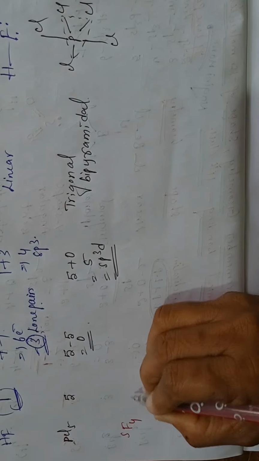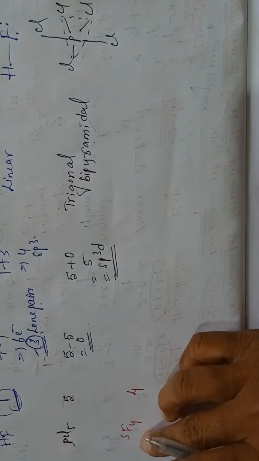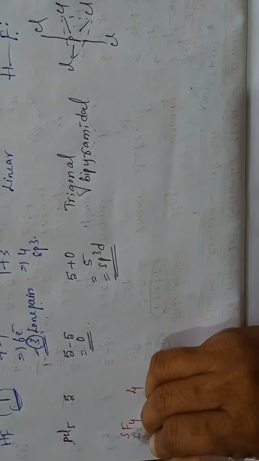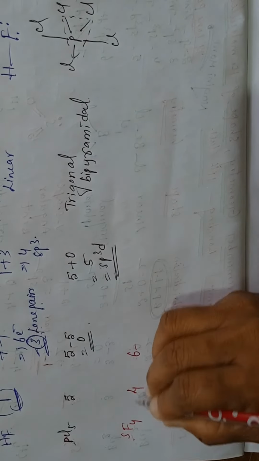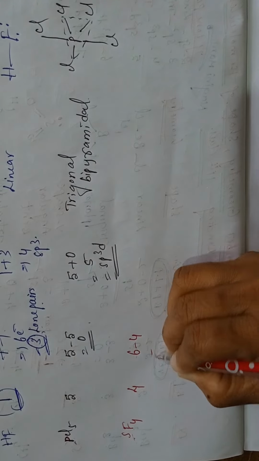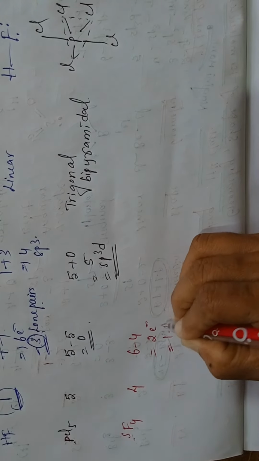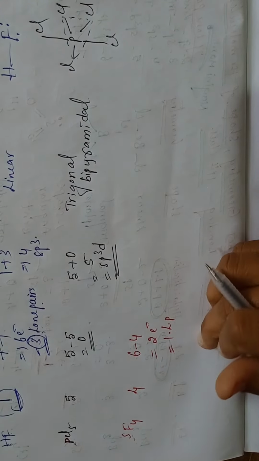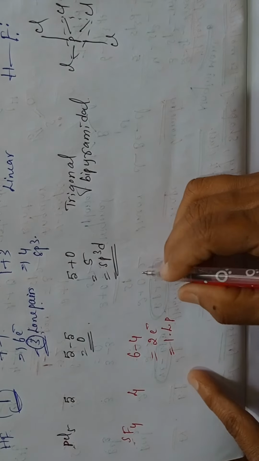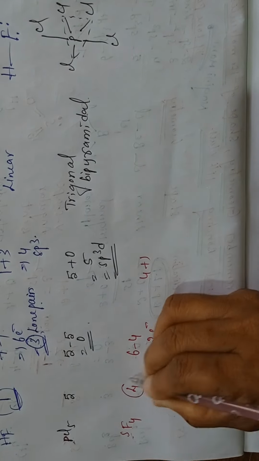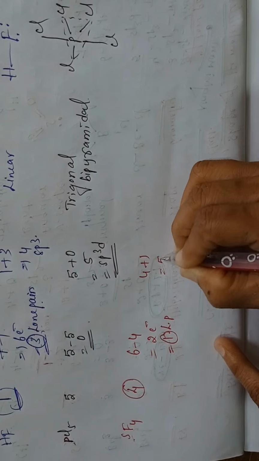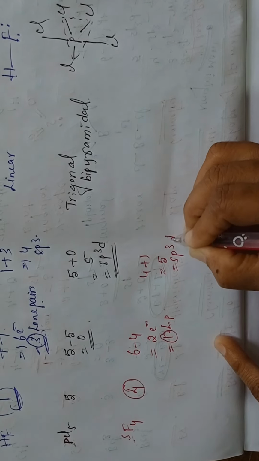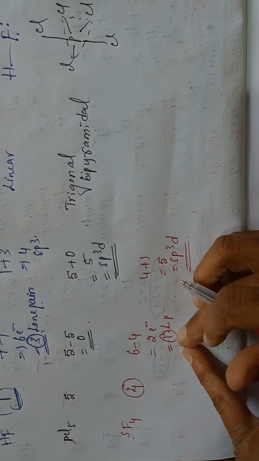After PCl5, I am taking the SF4 example, students. SF4: how many fluorines attached? 4, that's 4 bond pairs. How many lone pairs? Sulfur is a 6th group element, 6 valence electrons, minus bond pairs 4, that gives 2 electrons, so 1 lone pair. Now first calculate hybridization: 4 plus 1, total 5, means sp3d, with 1 lone pair.